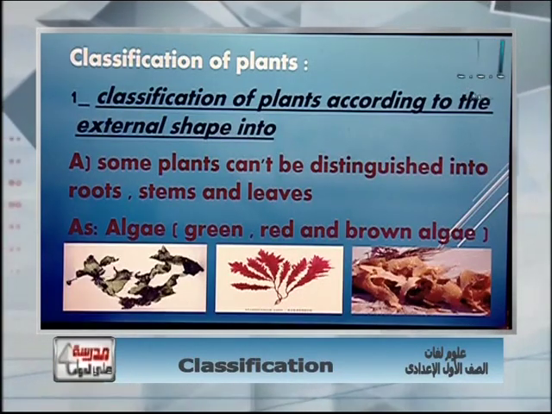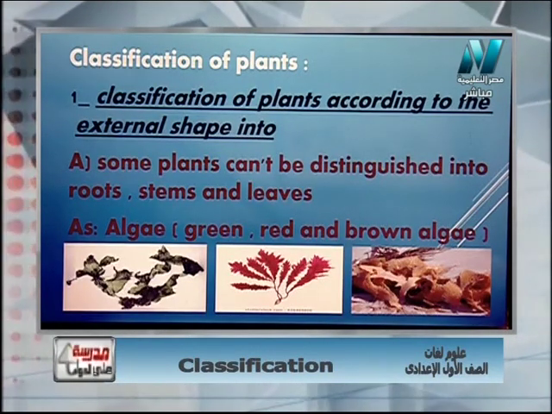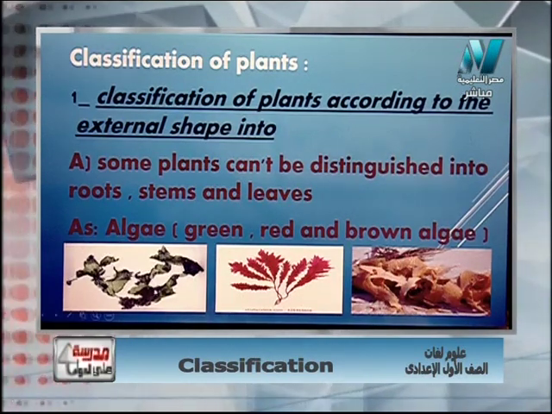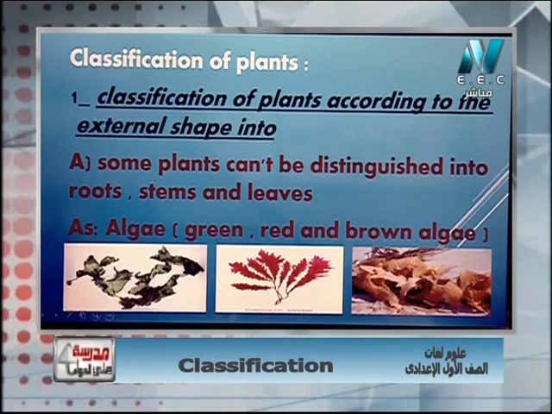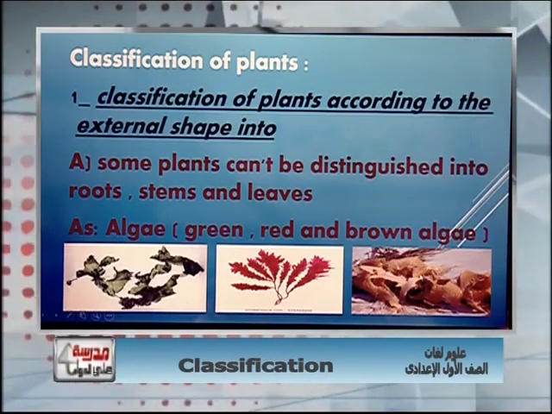You can know that something is a plant if it has a root that grows below the ground, and a stem that grows on the ground, and leaves. But there are some plants, can you believe that? There are some plants that can't be distinguished into roots, stem, or leaves, such as algae. And we have many types of algae. As you see, number one, green algae. Number two, red algae. Number three, brown algae.